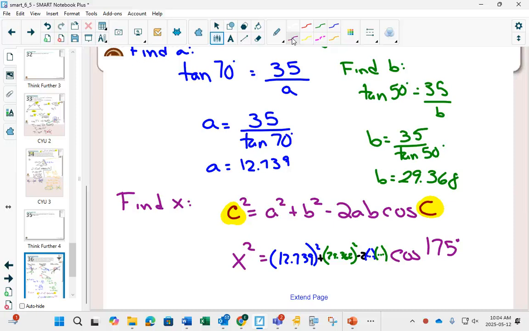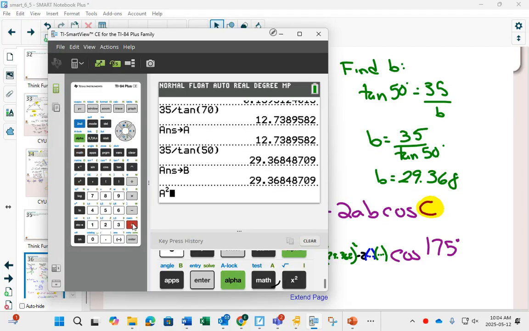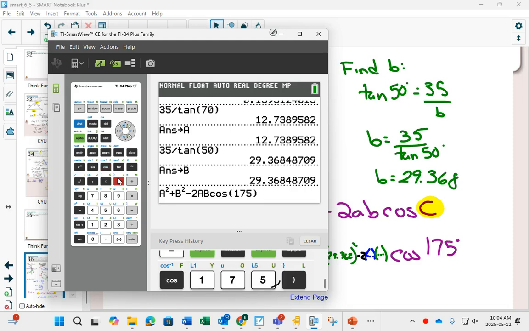Now, here's the nice thing. When I go back to my calculator, because I've stored them, I can just go A squared plus the B squared minus 2 times A times B cos of 175 without having to retype them in, without having to go up and, like, you could select them as well.